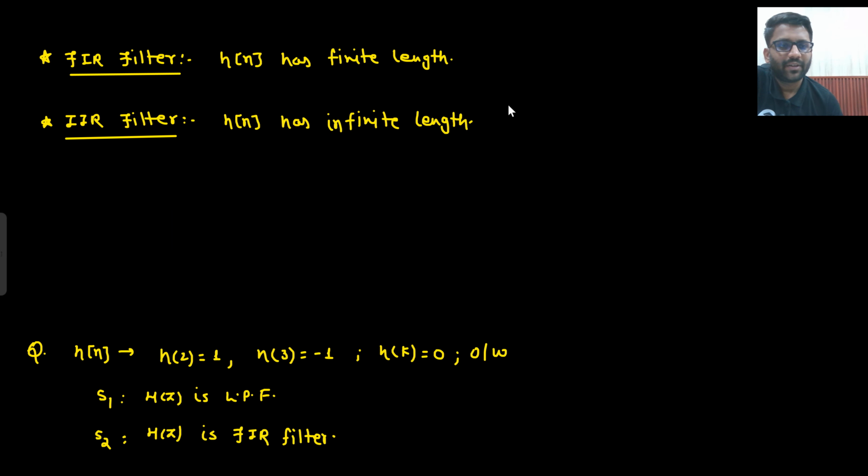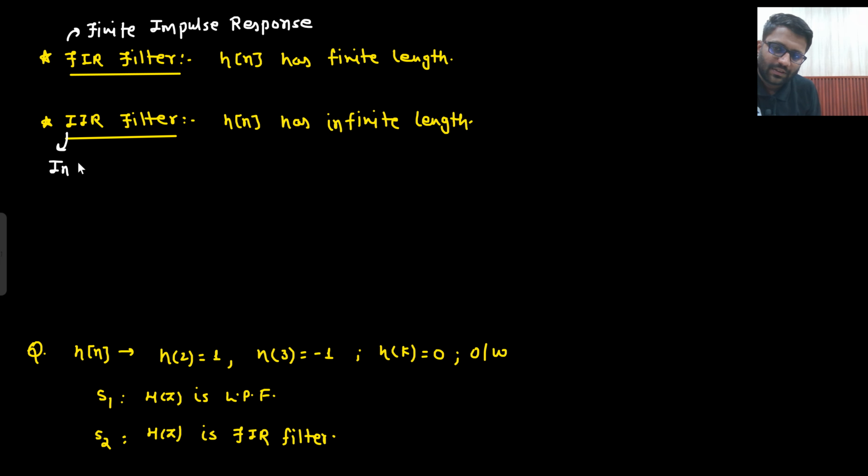So two terms can be introduced in your examination. It could be written FIR filter or it could be written IIR filter. So what is the meaning of FIR? FIR means finite impulse response filter. And IIR means infinite impulse response filter. Okay. What do you mean by that?